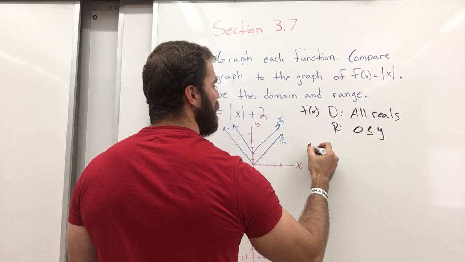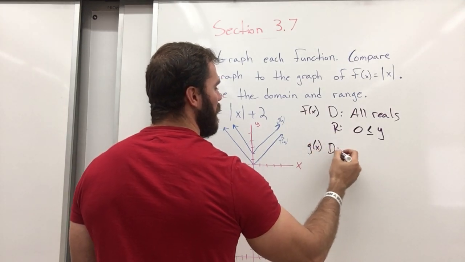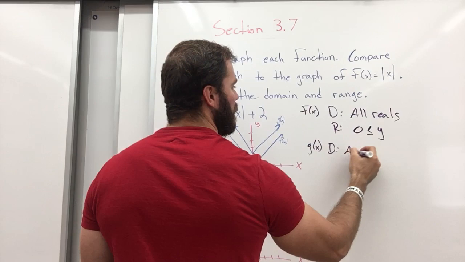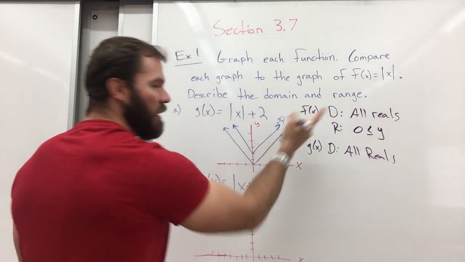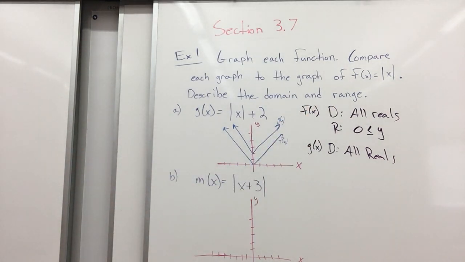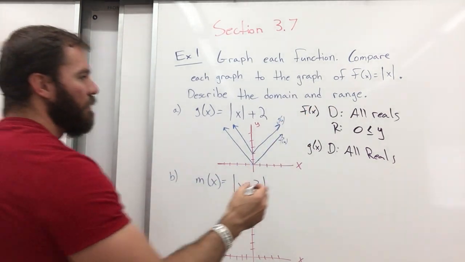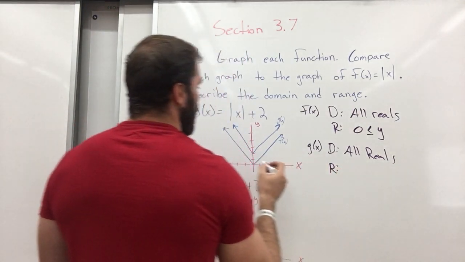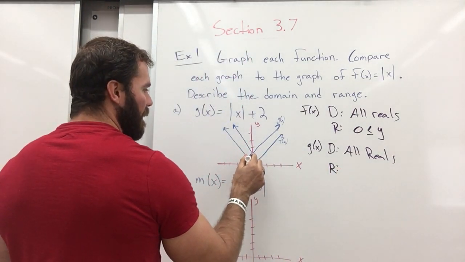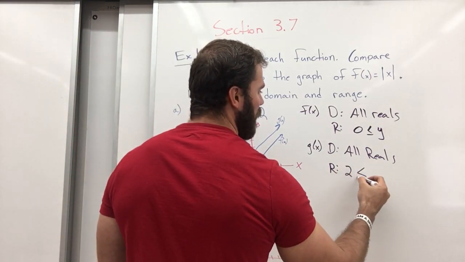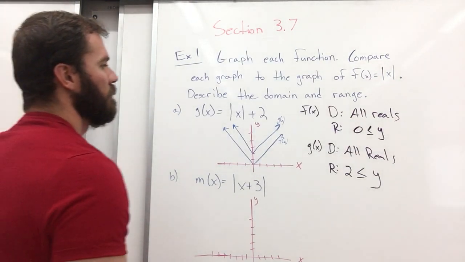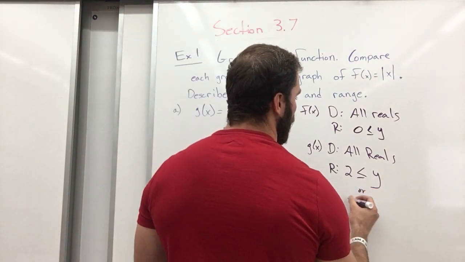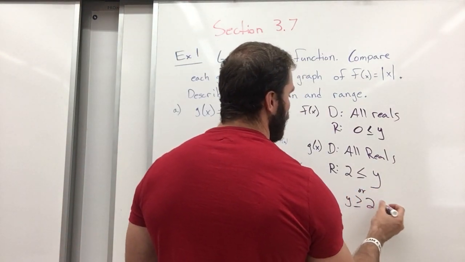Now let's do g of x, the new graph, domain. Once again, all reals. It's going forever in the negative x direction and forever in the positive x direction. The range, the lowest y value is at the 2. So y is greater than or equal to 2 for the range. Or if you prefer to say it, y is greater than or equal to 2. That works too. I actually prefer it that way.